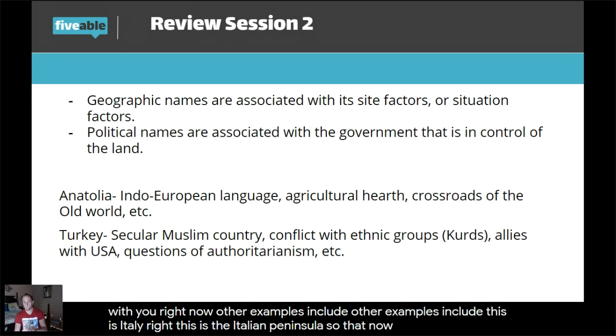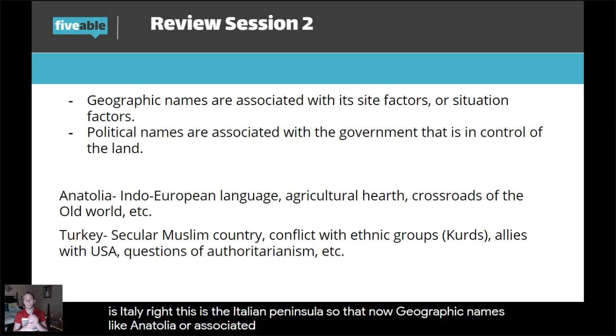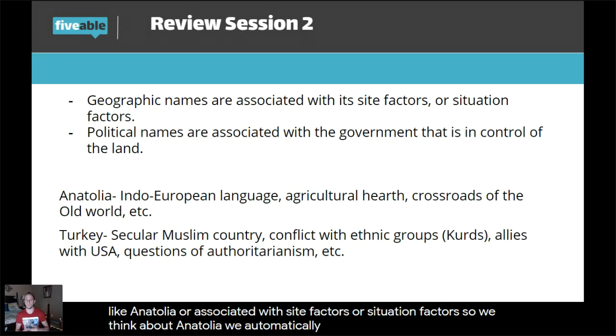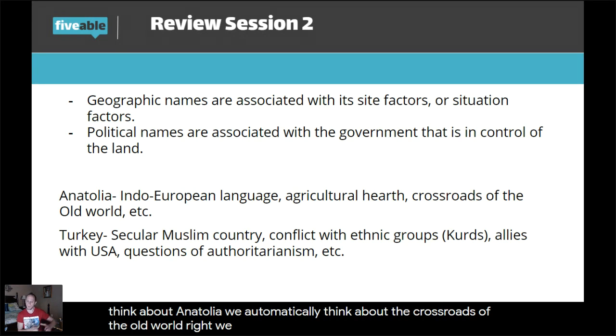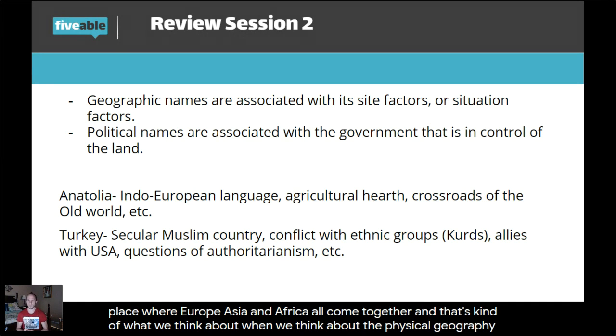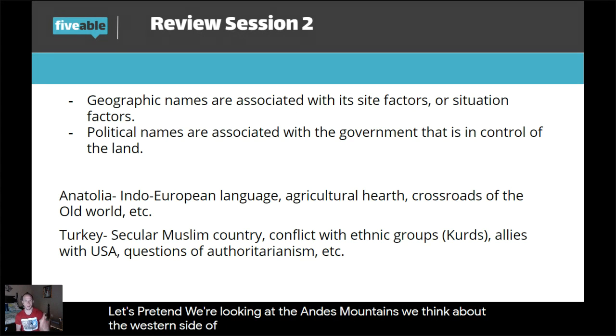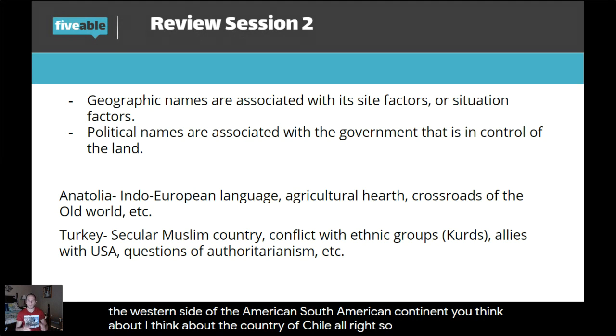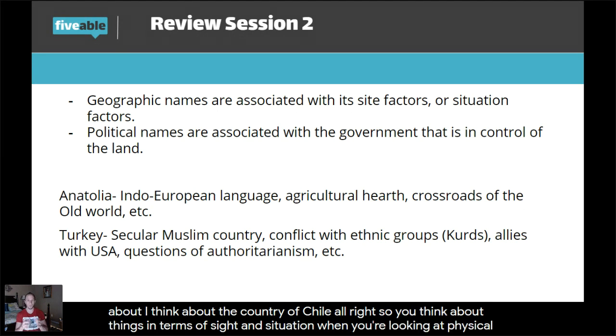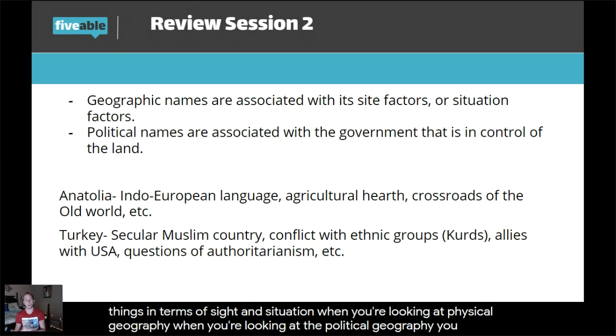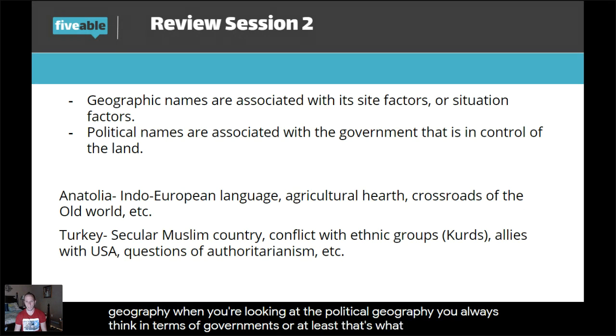Now, geographic names like Anatolia are associated with site factors or situation factors. So when we think about Anatolia, we automatically think about the crossroads of the old world, right? We think about the edge of the Mediterranean, the place where Europe, Asia, and Africa all come together. And that's kind of what we think about when we think about the physical geography. Let's pretend we're looking at the Andes Mountains. We think about the western side of the South American continent. I think about the country of Chile. All right, so you think about things in terms of site and situation when you're looking at physical geography. When you're looking at the political geography, you always think in terms of governments, or at least that's what I would challenge you guys to do.